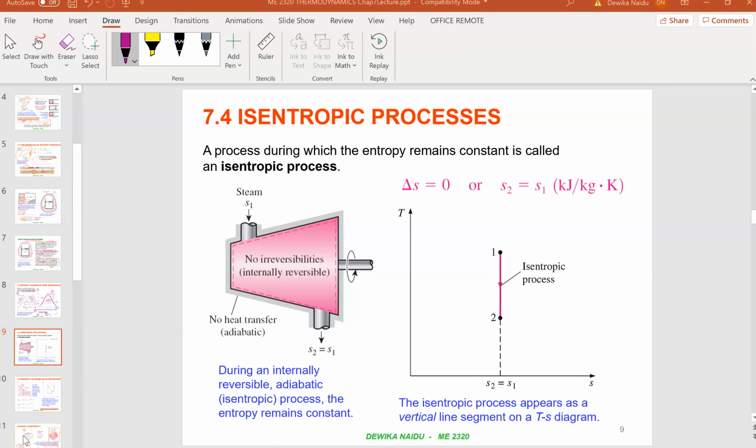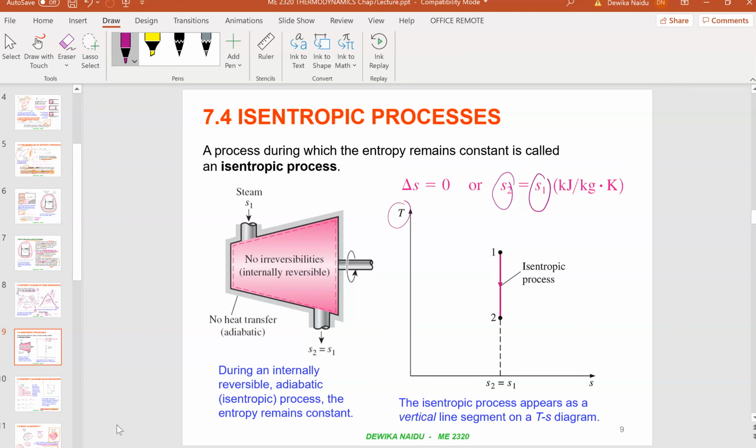We are still at chapter 7. Now we are going to move on to chapter 7.84, which is the isentropic process. So, what is an isentropic process? An isentropic process is when the entropy is the same for S2, case 2, and for case 1.